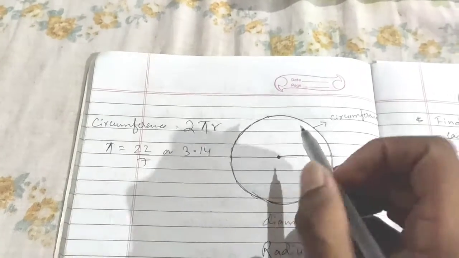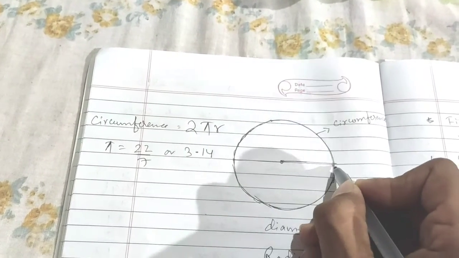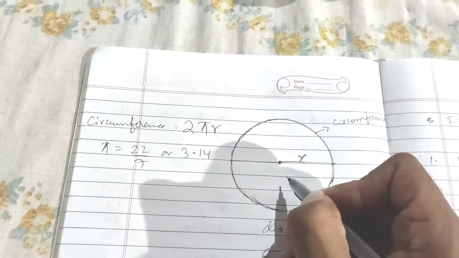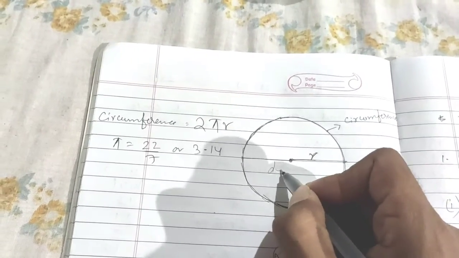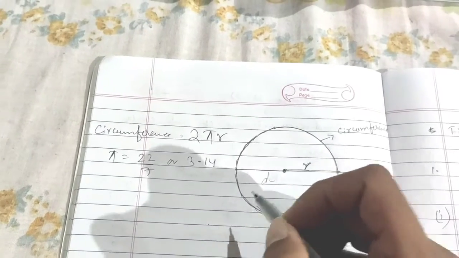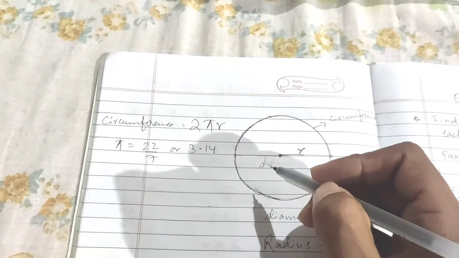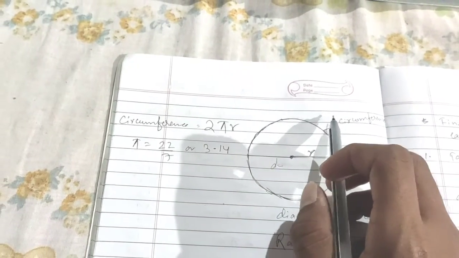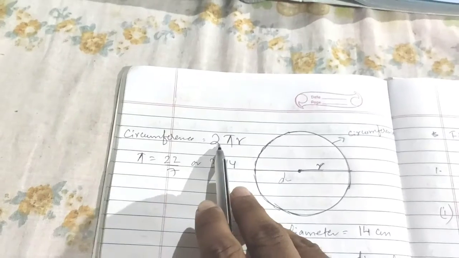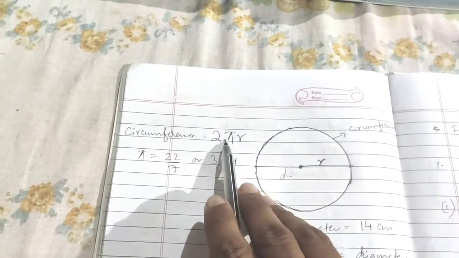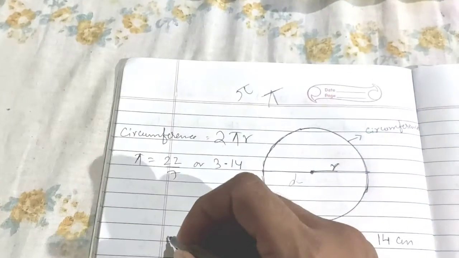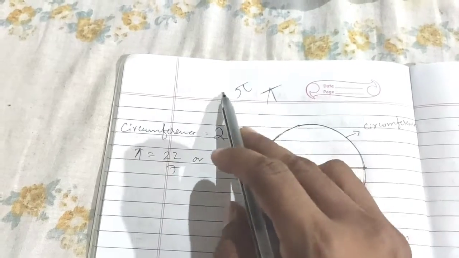This part, from here to here, is your radius, and we denote radius by r, and we denote diameter by d. Clear students? In this exercise we'll be doing questions related to circumference. What is the formula for finding circumference of a circle? 2 pi r. This is the sign of pi. We write pi in this manner, or we can write it this way also. So this is how we write pi.